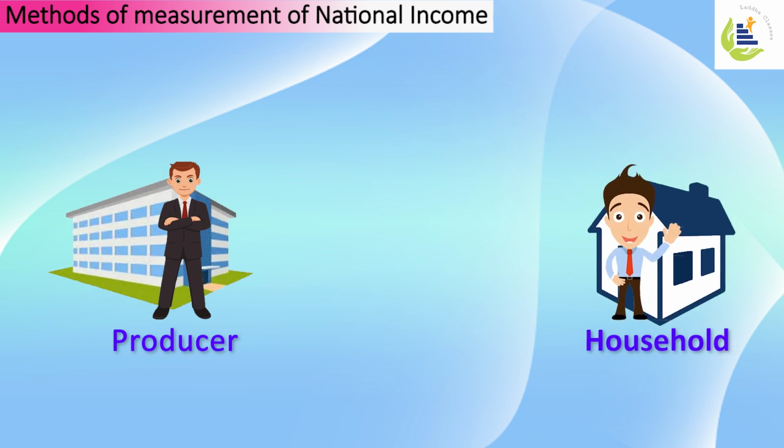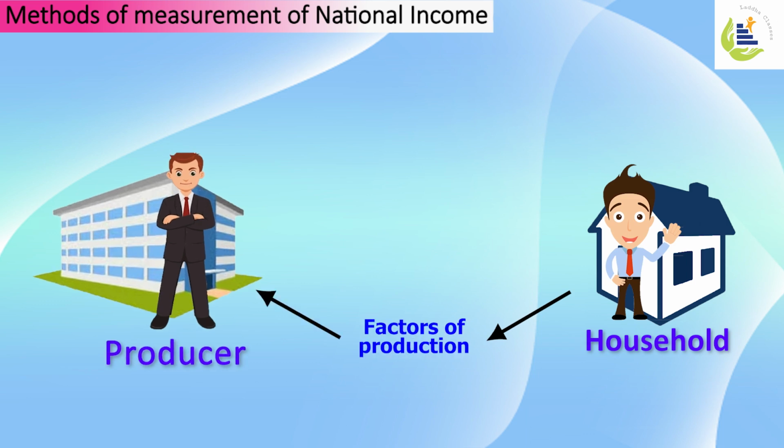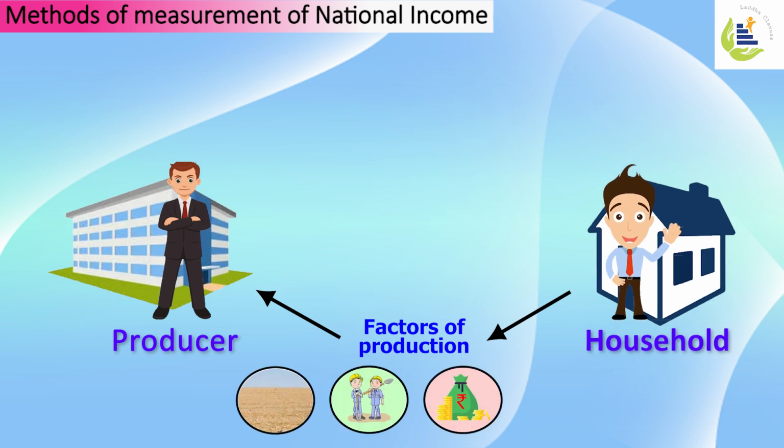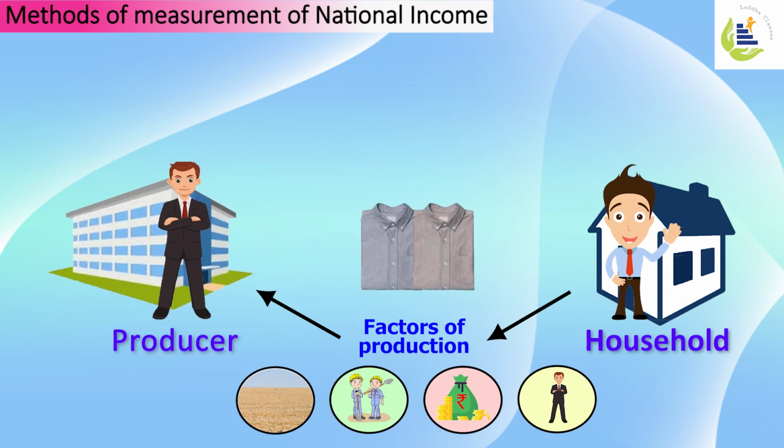One is producer and one is households. So households provide all kinds of services, like all sorts of factors of production which are needed for a producer to produce goods and services. So household provides land, labor, capital, entrepreneurs. And with those factors of production, what do producers do? It produces goods and services.